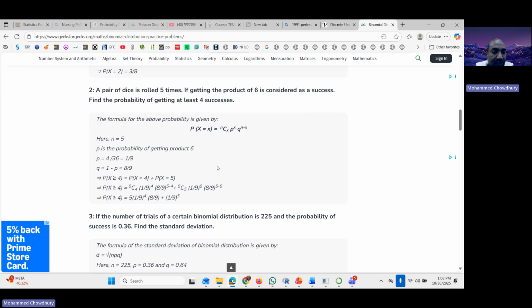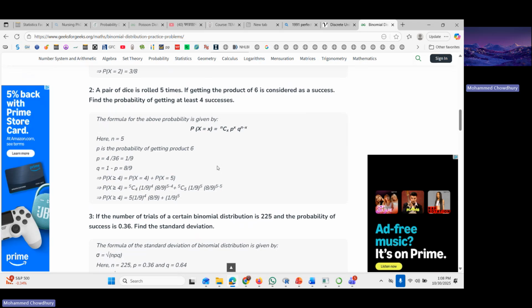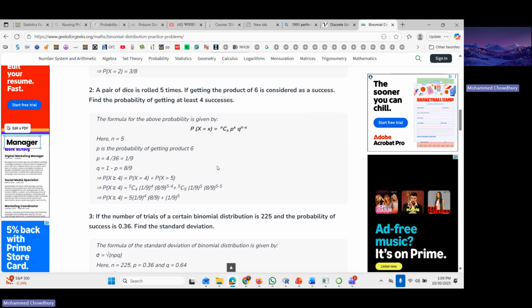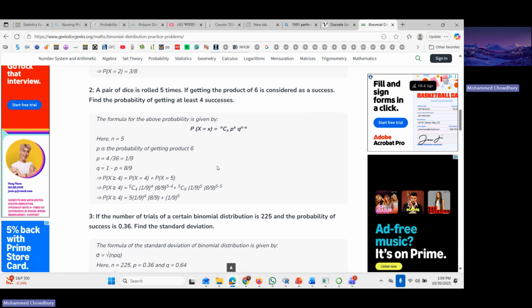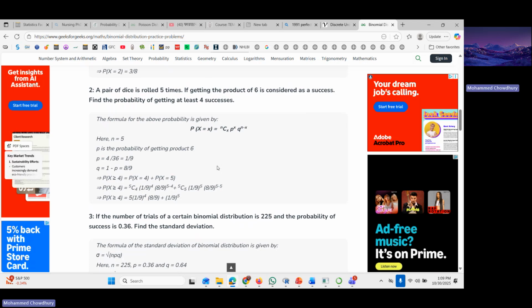For example, problem 2: a pair of dice is rolled 5 times, so n equals 5. If getting a product of 6 is considered a success, find the probability of getting at least 4 successes. A product of 6 could be obtained as 1 times 6, 6 times 1, 2 times 3, and 3 times 2. These are the only 4 ways you can get 6, so that is why it is 4 over 36. Are you seeing it written in here, 4 over 36?